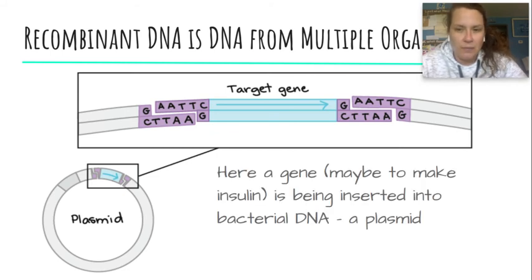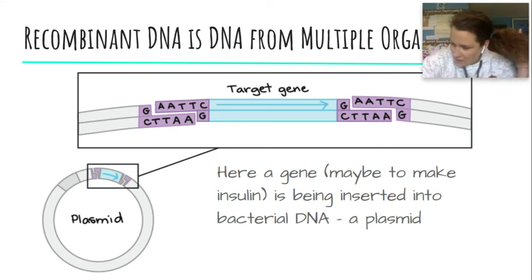Here's a gene maybe to make insulin. So we know insulin. Hopefully, you think of people that are diabetic. People that are diabetic, their bodies typically don't make insulin. Depends on if it's type 1 or type 2. But their bodies typically can't make it or can't make it very well. So where do you get the insulin from? It's not like I can just donate insulin to some people.